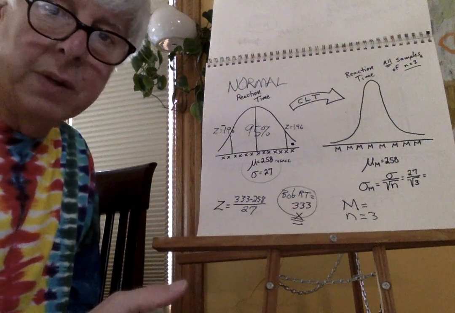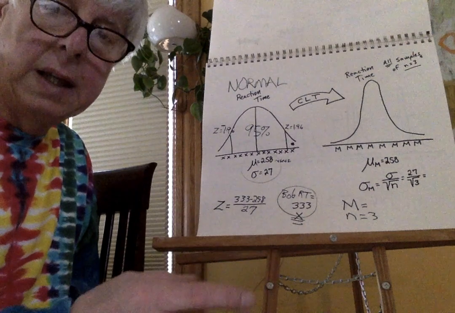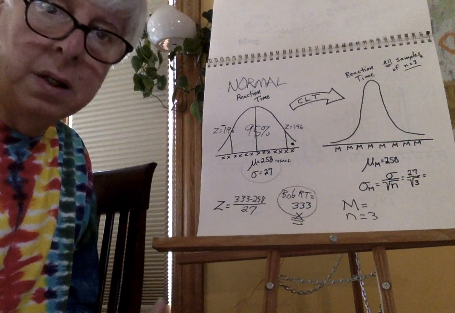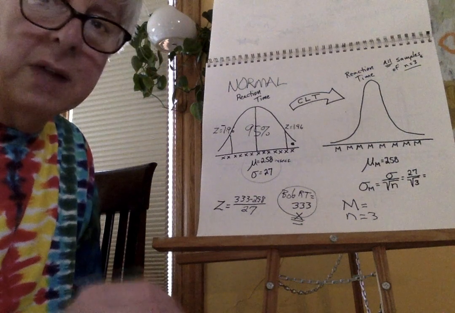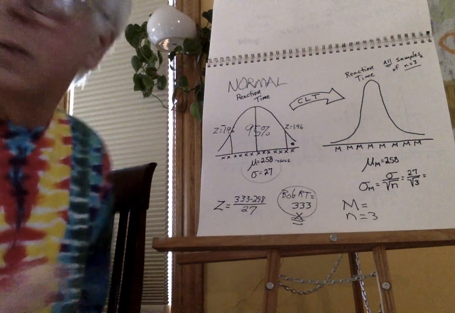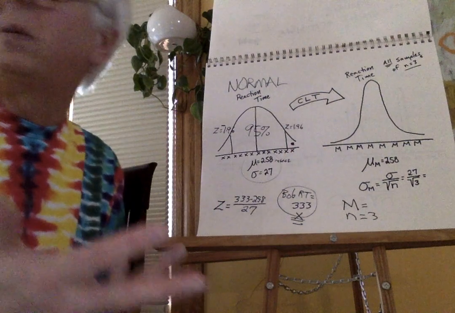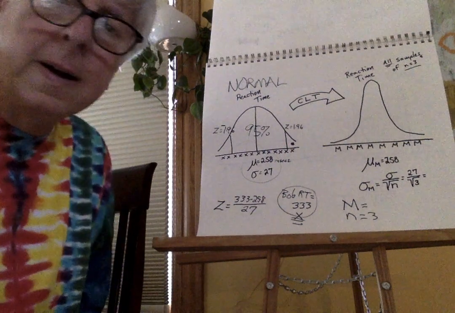Let's give Bob 3 trials, get the average, then we'll make a new assessment. But I think that's a good place to stop, because Bob's not even here. Bob? No, he'll come back.